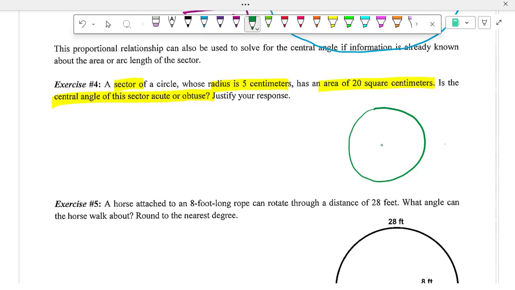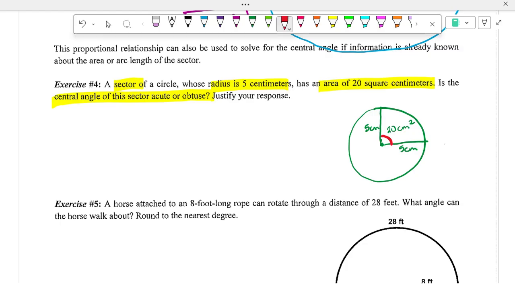So we have a circle, and there's some sector, and I'm not drawing it to scale, where the radius is 5 centimeters, and the area of this sector is 20 centimeters squared. So before we can decide whether the angle is acute or obtuse, we first need to find the angle. All right.